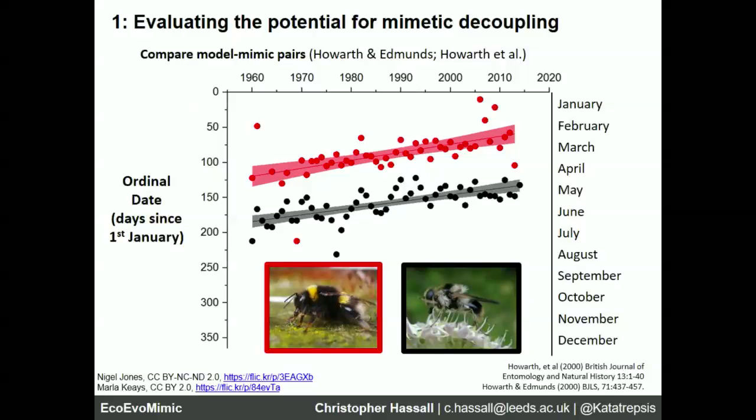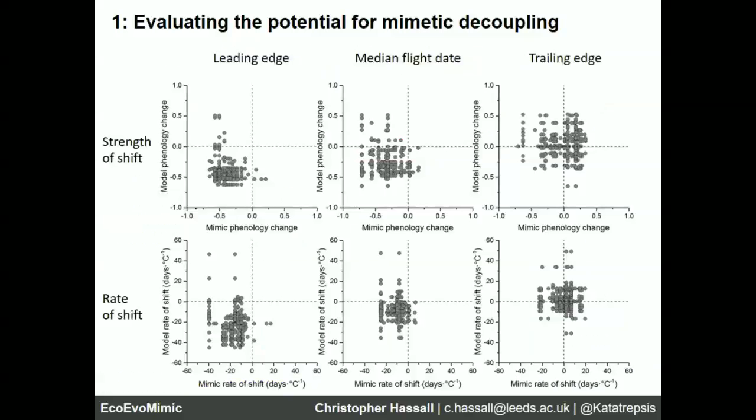What we can do, because we know a lot about the model-mimic pairing in these communities, is take these correlation coefficients and plot one against the other for each of all the possible combinations of models and mimics that we can look at, and we get something that looks like this. So just to guide you through this, from left to right we have the leading edge of the flight period, so this is the start of the flight period early in the year. The center is the median flight date, the middle of the flight period, and the trailing edge on the right.